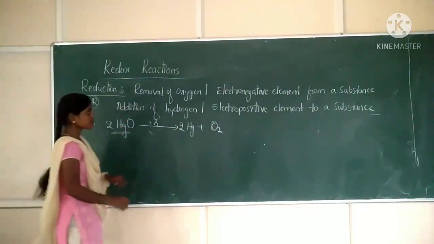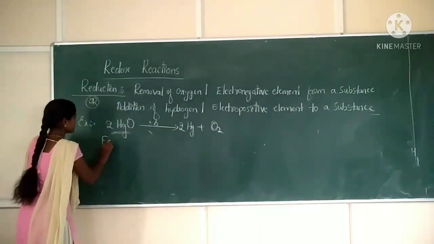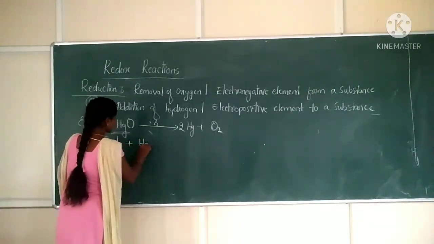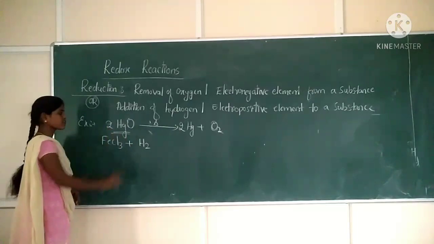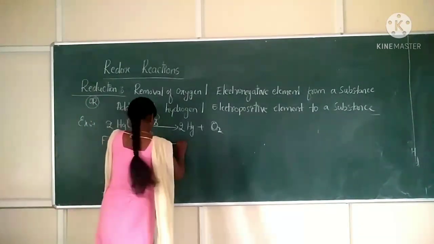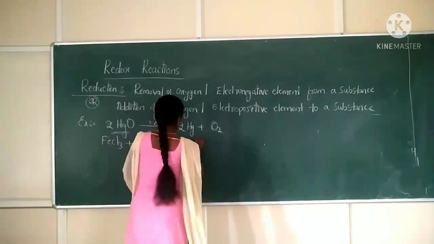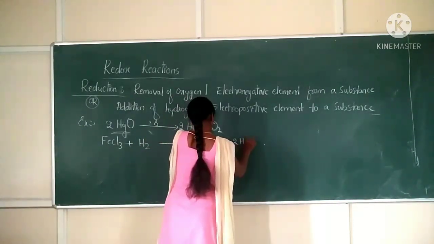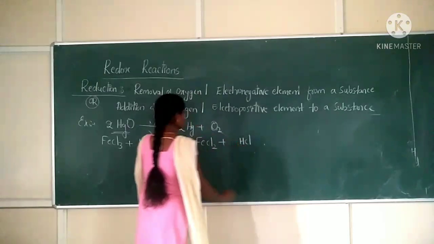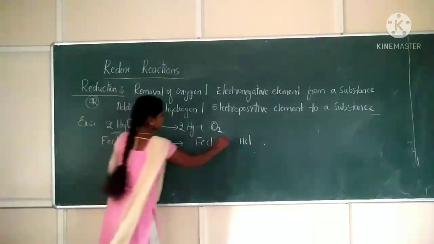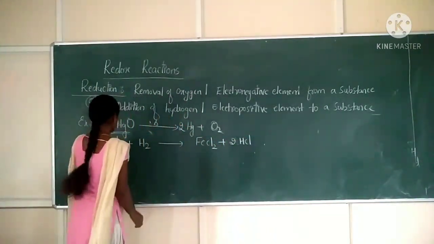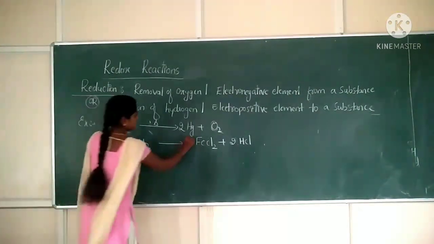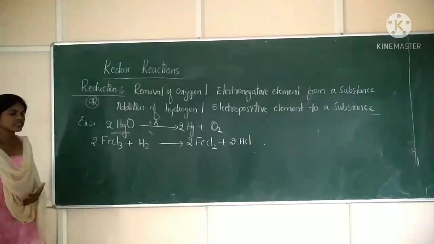Second example. FeCl3 reacts with H2. It forms FeCl2 plus HCl. Balance the reaction. 2 here. 3 2s are 6. So this is a balanced reaction.